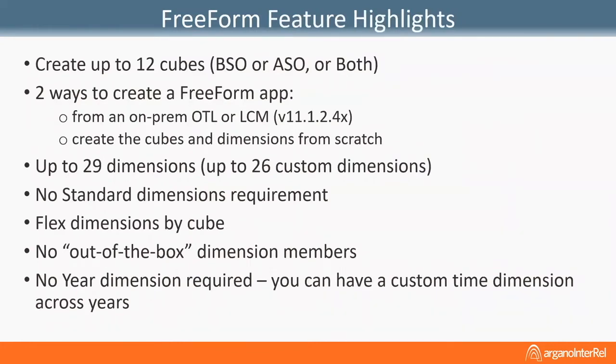Now, here are the main features for FreeForm Apps. As I mentioned before, you can create up to 12 cubes, BSO or ASO or both. There are two ways to create a FreeForm app. The first way is the ability to import an on-prem OTL or LCM. And then you could create the cubes and dimensions from scratch. You can have up to 29 dimensions if they include the entity, account, and time dimension types, as well as up to 26 custom dimensions.